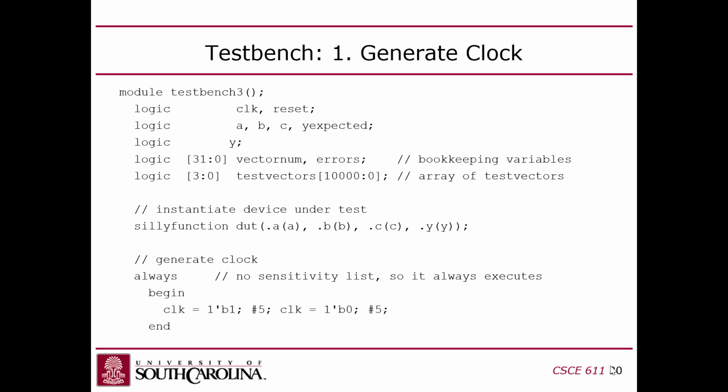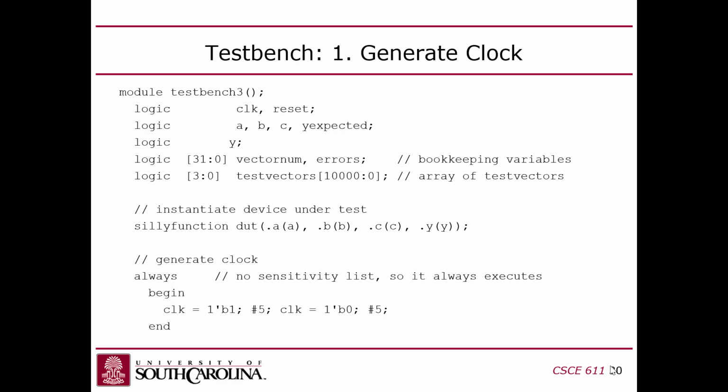And then I have this thing called test vectors. Now this is a new syntax. I mentioned to you guys last time that Verilog puts array bounds before the name of the signal when you're declaring it. So you say, logic 31 down to 0 vector num. What does that mean? Well, vector num is a 32-bit signal. But notice here, I've got test vectors. I've got 3 down to 0 because that's the width of each test vector. But then I've got this additional thing after it that says 10,000 down to 0.